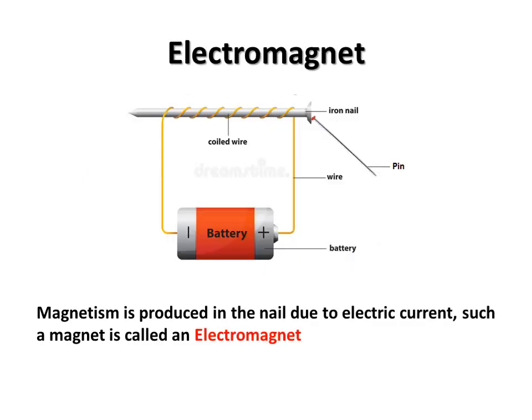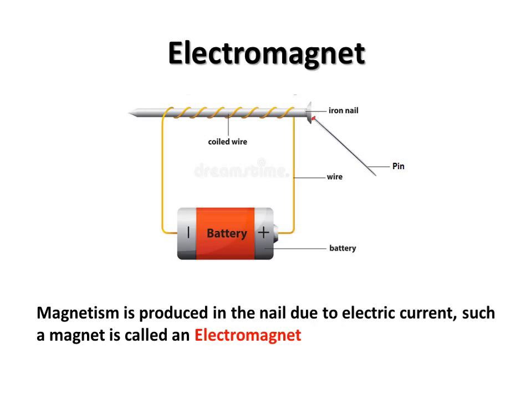Now let's make an electromagnet. For this you will require an iron nail of about 10 centimeter length, a 1 meter long insulated copper wire, a battery, and pins or other magnetic objects. Now wind the copper wire around the nail as shown in the figure. Join both the ends of the wire to the cell. Now take the pins near the head of the nail. What do you see? You will see that the pins stick to the nail.